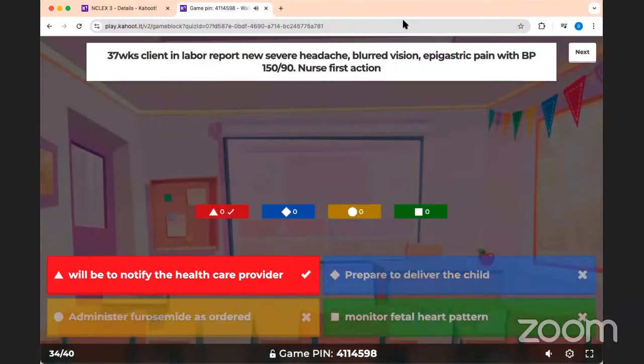So there's a big change, right? This looks really big. She has severe headache, blurred vision, epigastric pain, close to getting HELLP syndrome. Yes, we'll prepare to deliver, but before we do, we got to make sure the doctor knows about it. We got to monitor the fetal pattern. We do not give the baby laces. If we need magnesium, we got to give it, but we got to let the doctor know. It's a severe change. This will kill the patient.